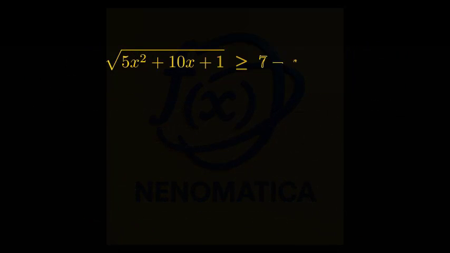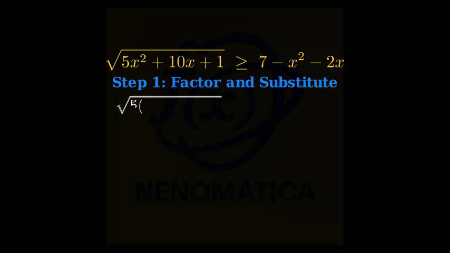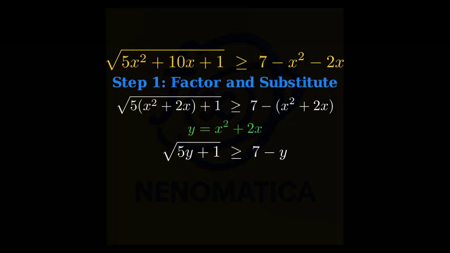Here is the example we will solve. The square root of (5x squared plus 10x plus 1) is greater than or equal to 7 minus x squared minus 2x. Step 1. Notice that 5x squared plus 10x plus 1 can be grouped as 5 times (x squared plus 2x) plus 1.